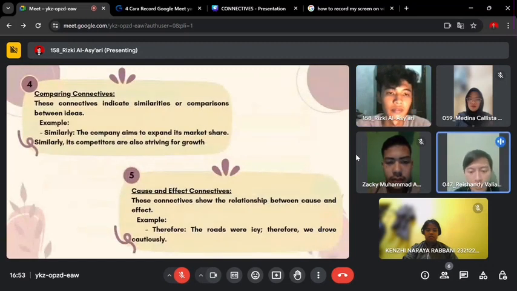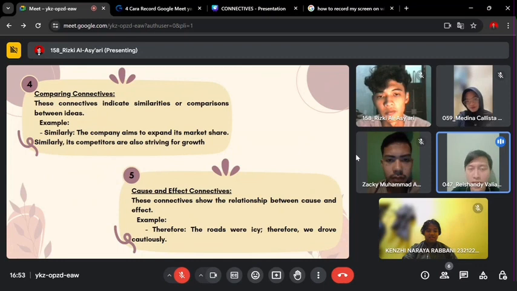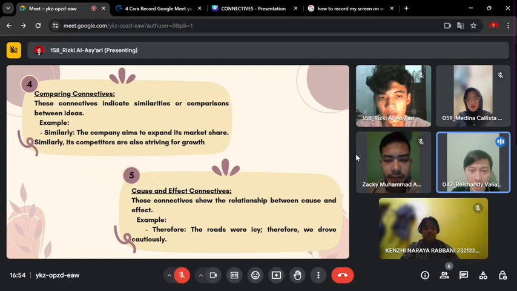Okay, so there are more connectives I'm going to be explaining, and then there's also comparing connectives. These connectives are used to indicate similarities or comparison between ideas. For example, you can use the words similarly, equally, in the same way, likewise, as with, and also like. And for the word similarly, you can use this sentence: The company aims to expand its market share. Similarly, its competitors are also striving for growth.